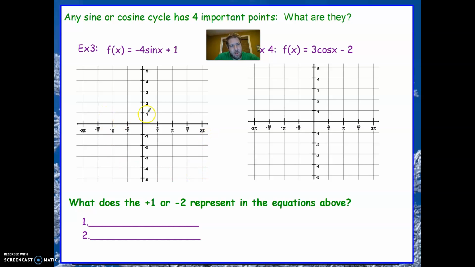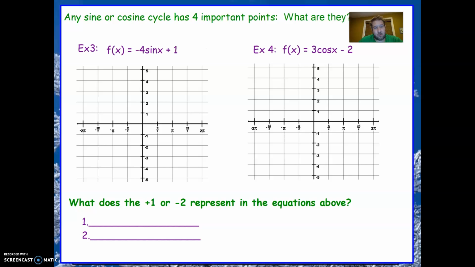Okay, so now we're going to introduce, well, what if the midline is changed? What if there's a vertical shift? This +1 means the midline is now at 1. And then you do exactly the same thing. So sine always starts at the midline. It's -4, which means I'm going to go down 1, 2, 3, 4. So this is the minimum height, 1, 2, 3, 4, and this is the maximum height. So it goes down here, up here, and back.